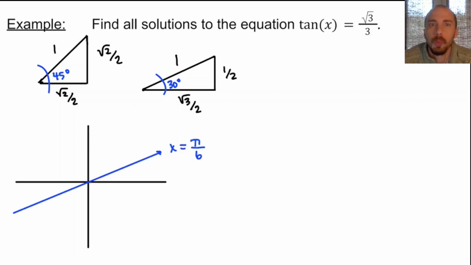Okay, so that gives us one solution to the equation right there. That would be x equals pi over 6, because that's an angle right there, just looking at that triangle.